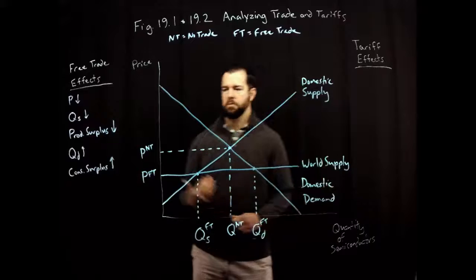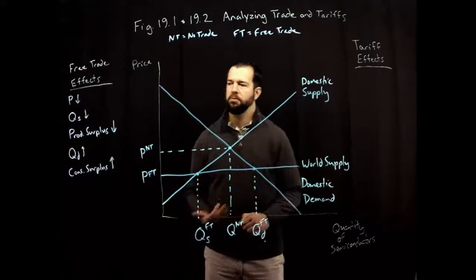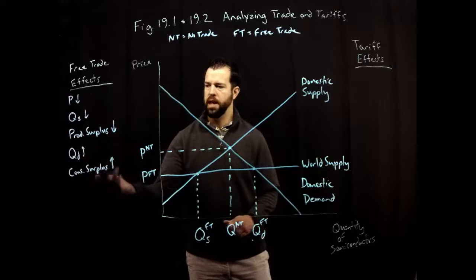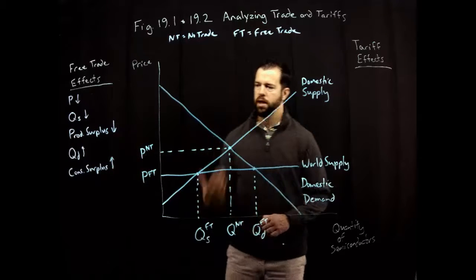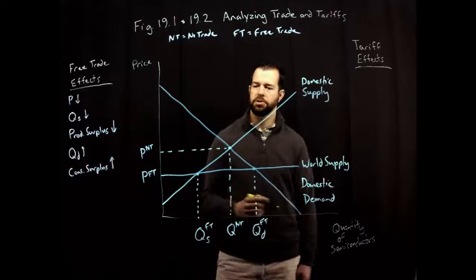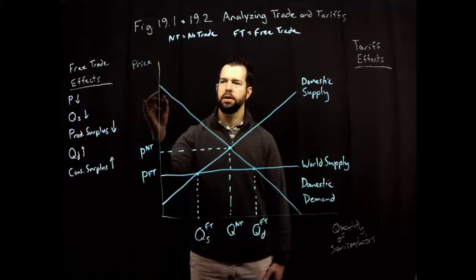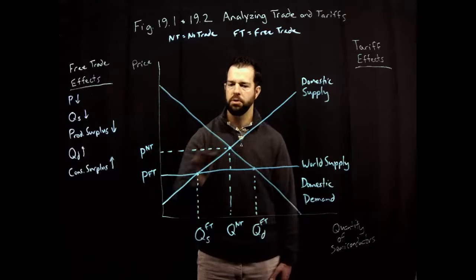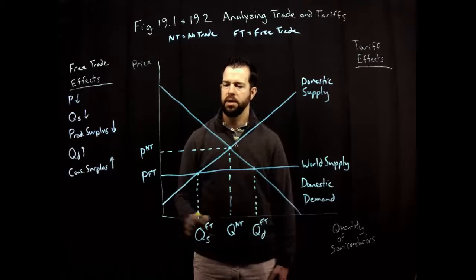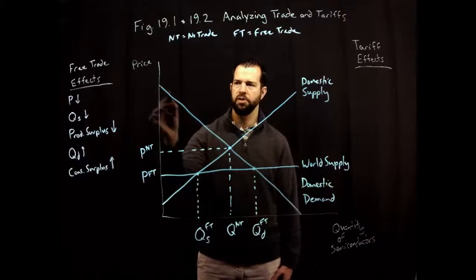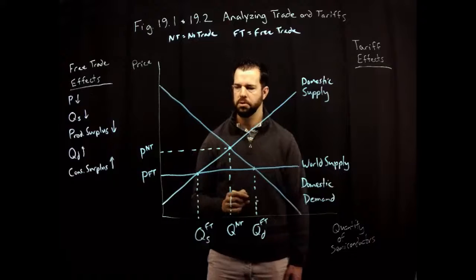Well, what about market gains from trade? You can see that the producer surplus went down and the consumer surplus went up, but the overall gains from trade are going to be larger, because before it was this triangle that made up the market gains from trade, but now we have this combination of the consumer surplus plus the producer surplus.